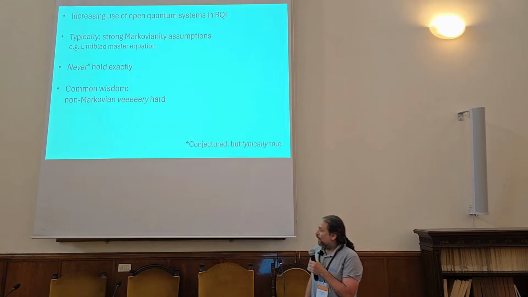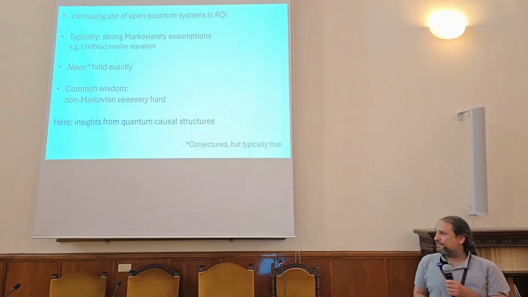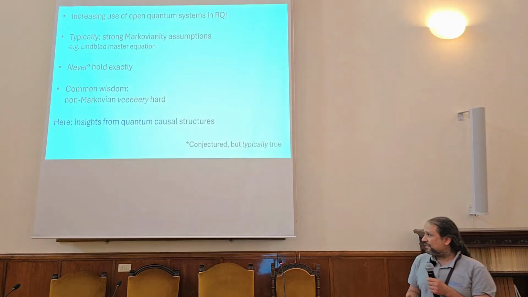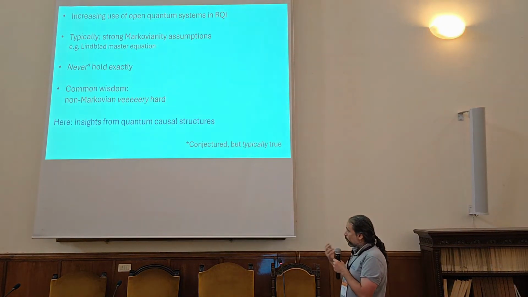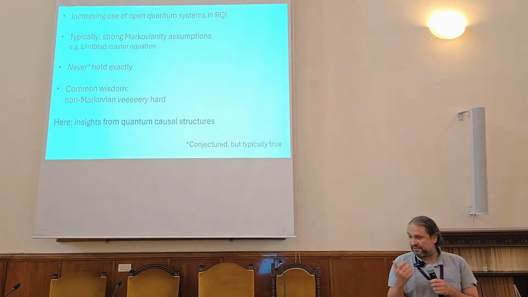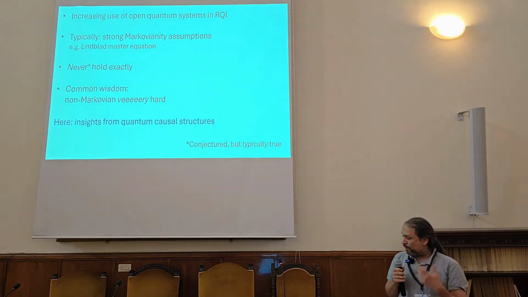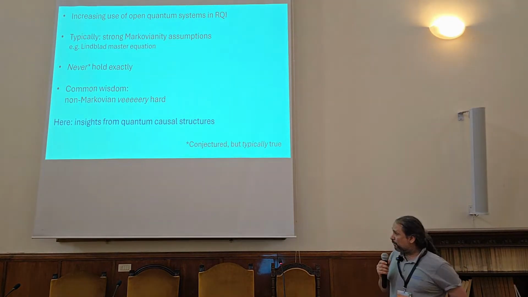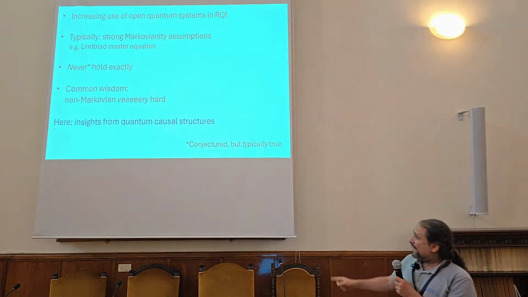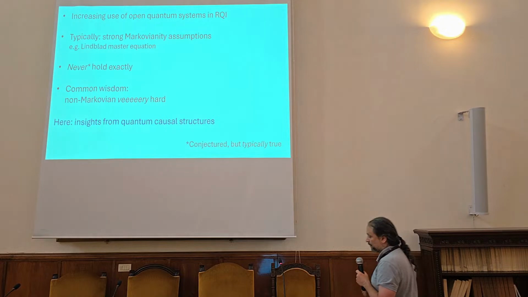The perspective I want to give here is slightly different, coming from what I've studied before jumping into this field. Insights from works in quantum causal structure give us substantial conceptual and formal insight into how to treat quantum processes with memory, non-Markovian quantum processes. In particular, I will argue that in some cases, making the Markovian approximation makes things more complicated and not simpler.